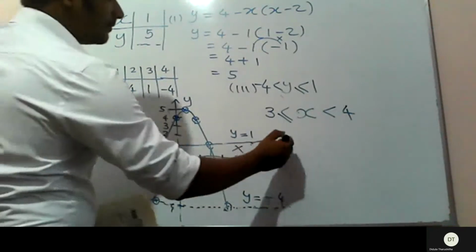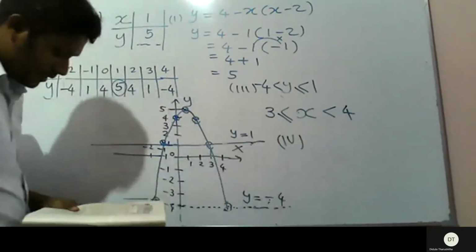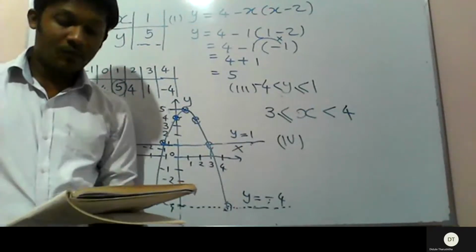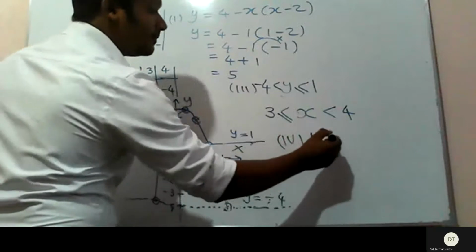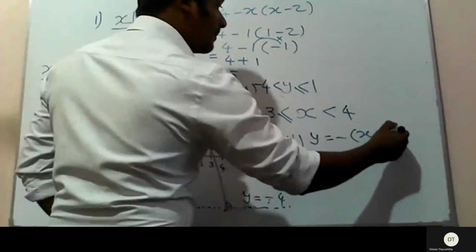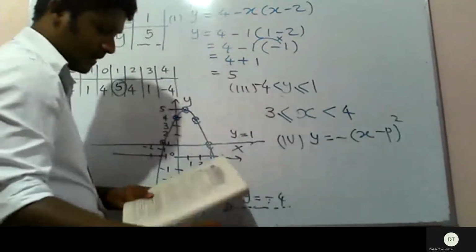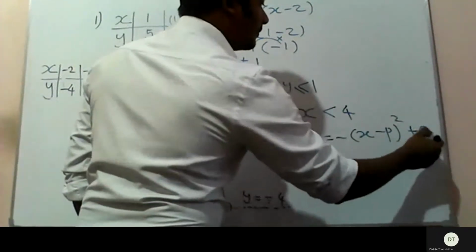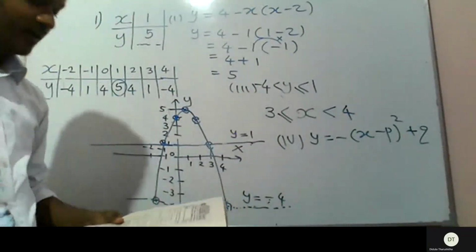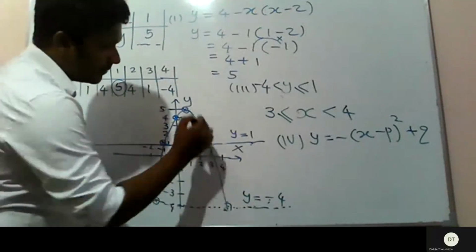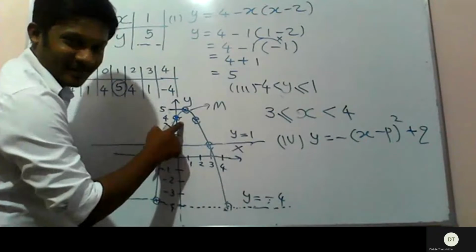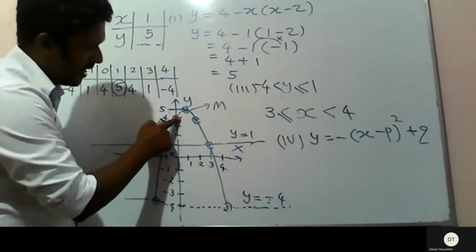Question number 4. Suppose the given function is written in the form of y equal minus (x minus p) squared plus q. Indicate the p and q on the graph as M. This is the point for M. This is the turning point of the graph.